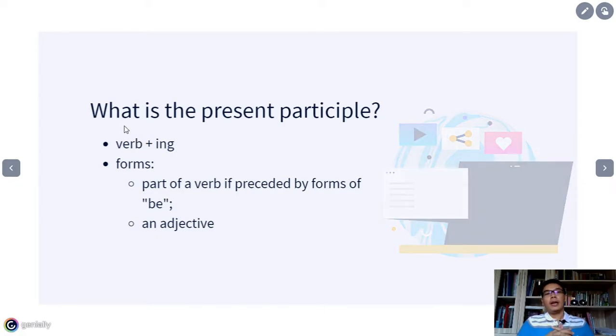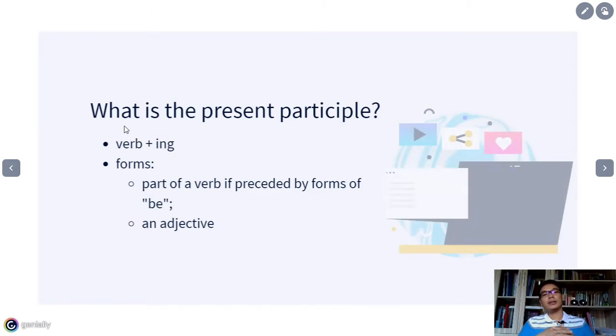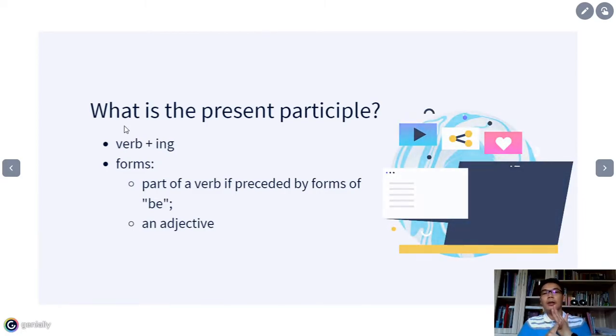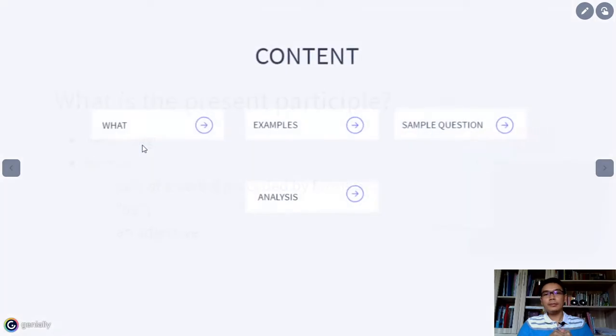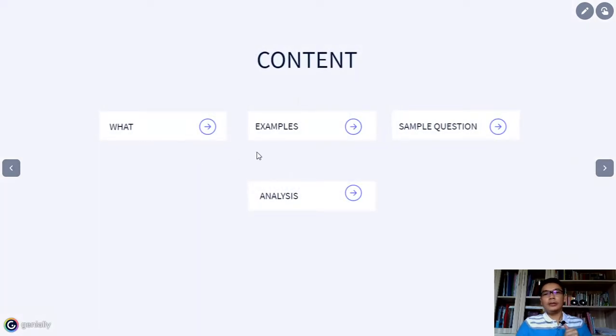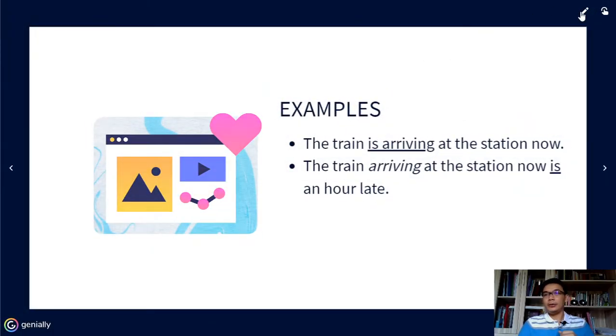Okay, and the present participle can be an adjective. It is an adjective if it is not preceded by forms of be. So there is no am, there is no is, there is no are, there is no was, there is no were before the present participle. Okay, let's continue. Let's continue to the examples. I've got 2 examples here, 2 sentences.